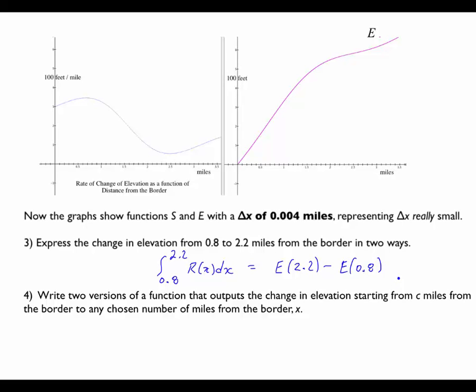So now, write two versions of a function that outputs the change in elevation starting c miles from the border to any chosen number of miles from the border x. So the input of the function. Okay? So write two versions of a function that outputs the change in elevation starting, say anywhere here, say c miles, to any changing x.